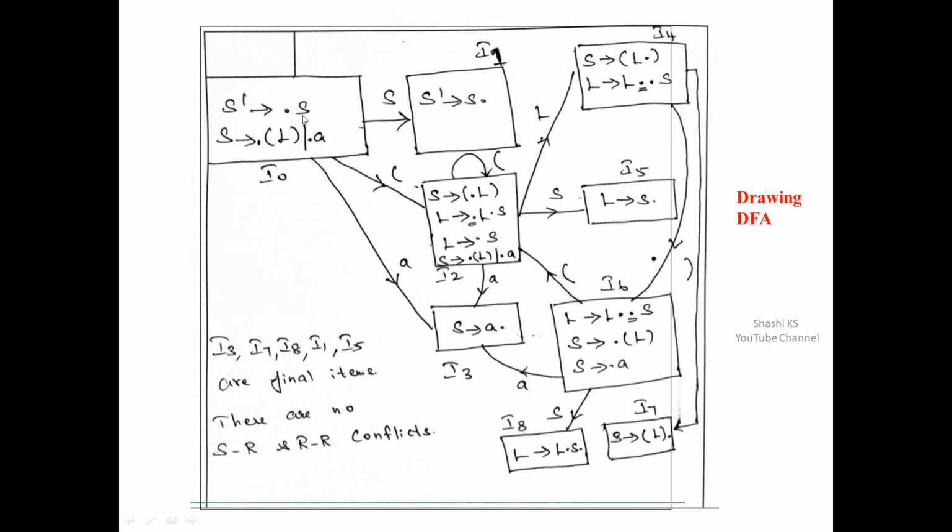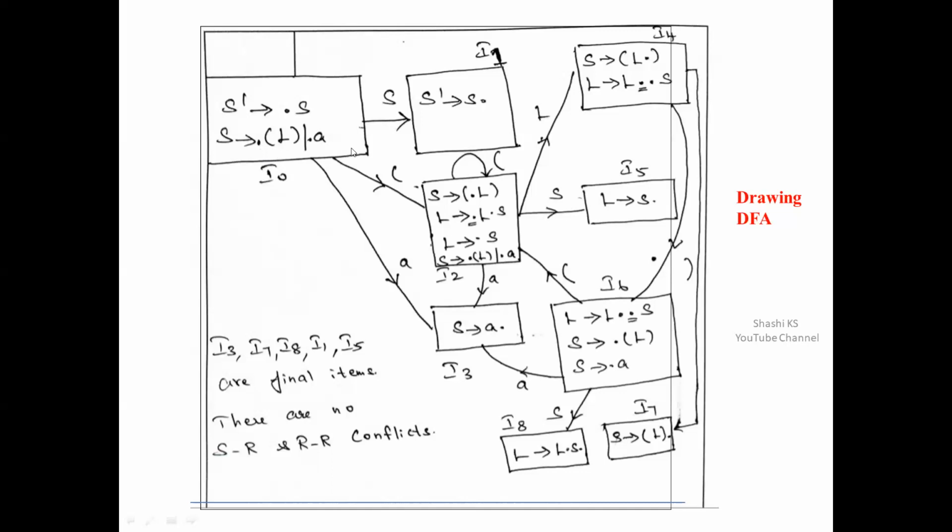Then we see in the RHS we have a dot to the left of S. Whenever there is a dot to the left of S, we have to add all the productions of S. So when we add all the productions, we have two productions for S. S derives L. So we have S derives dot L, but we have a bracket here. So there is a dot to the left of the bracket and we have S derives dot (A).